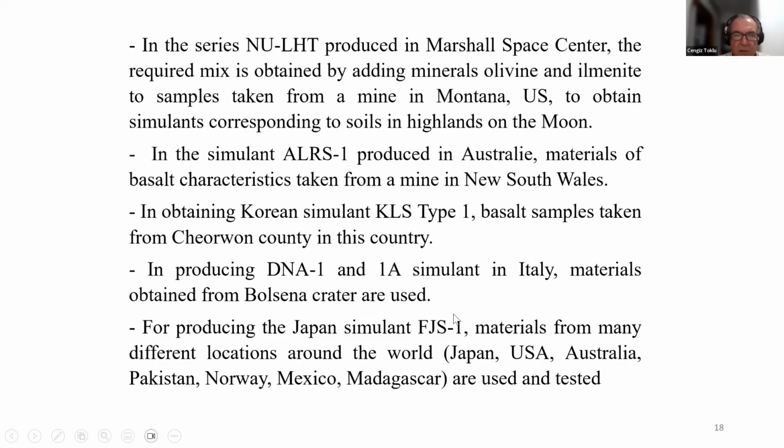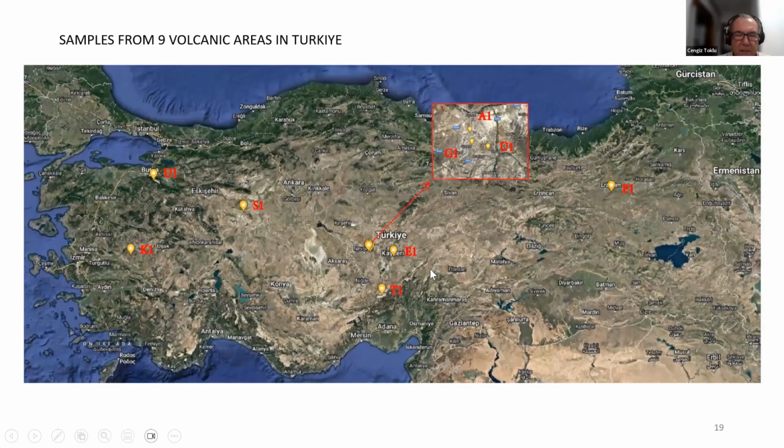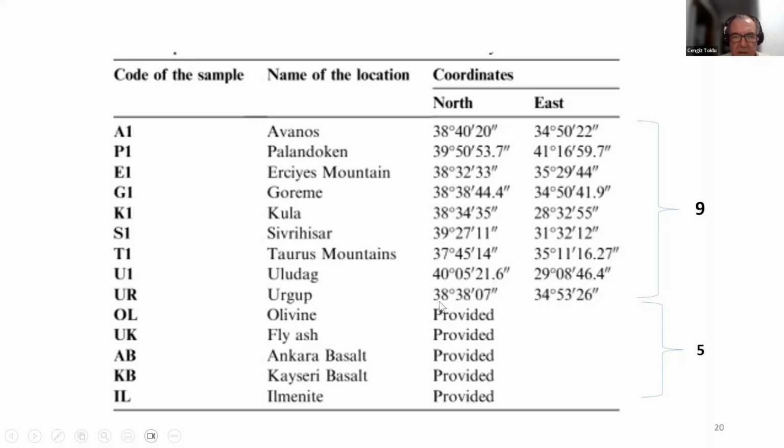So we have also produced followed a simple, similar way. So from 9 volcanic areas in Turkey, this is the map of Turkiye, from 9 different volcanic areas, we have taken soils. So these are the 9 points, and to them, from mines and different organizations, we have obtained olivine, fly ash, Ankara, 2 types of basalt, and ilmenite. So we had in our hands 14 materials to investigate.